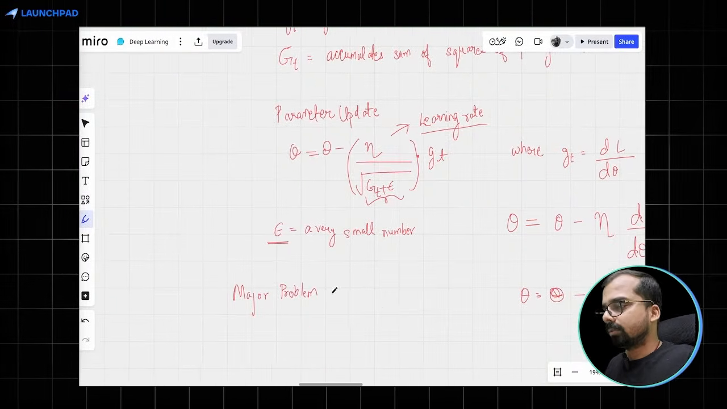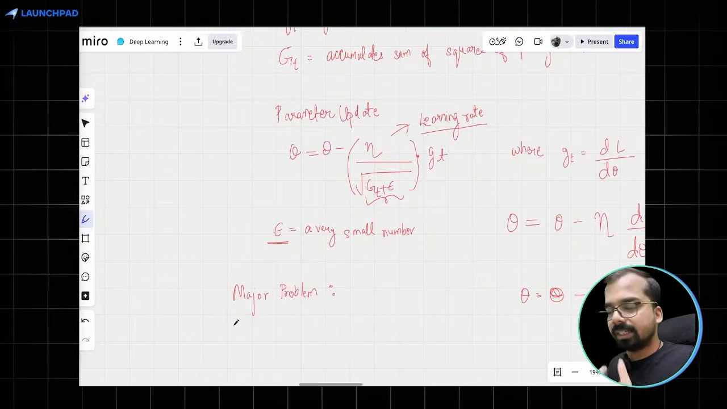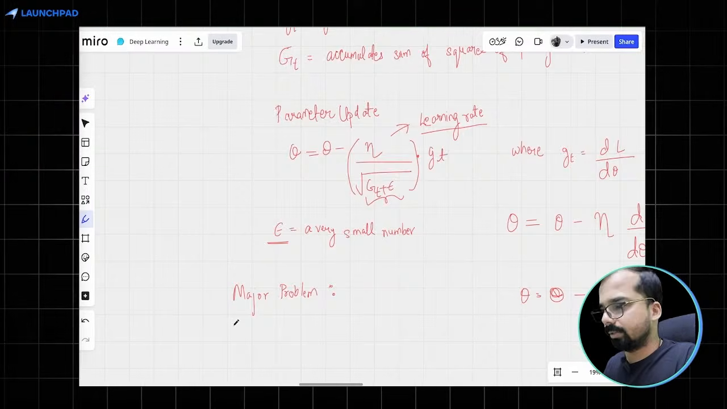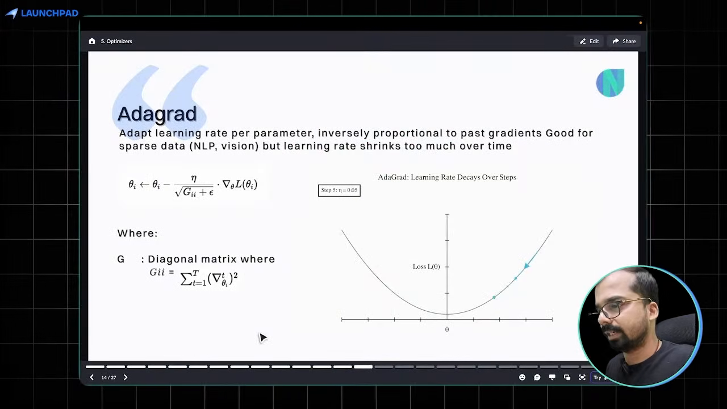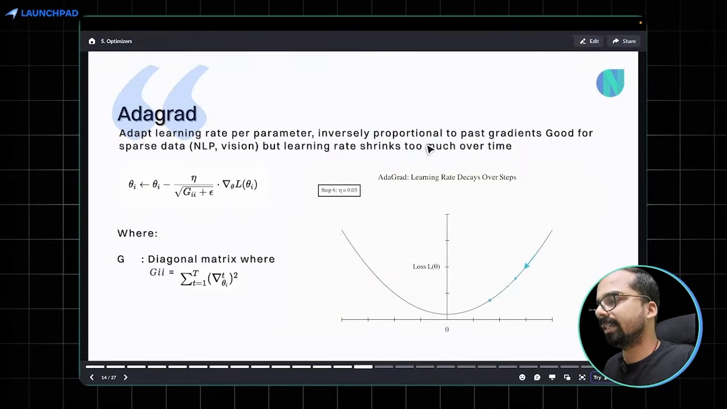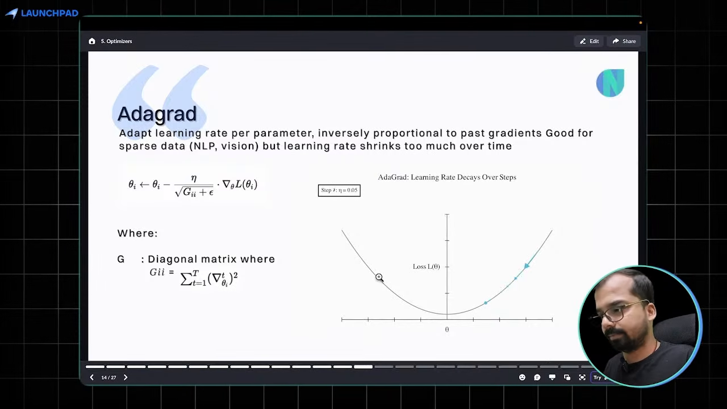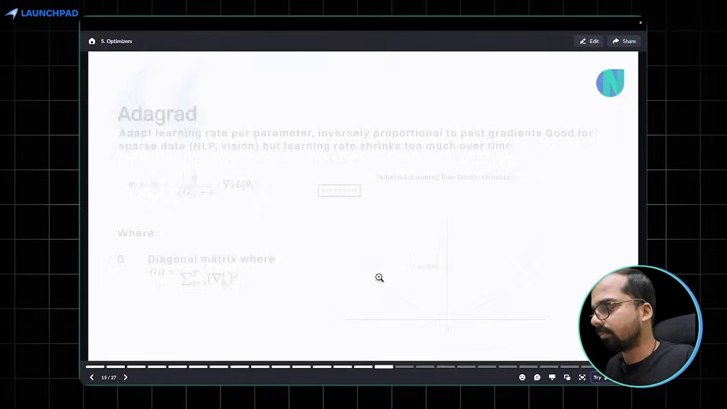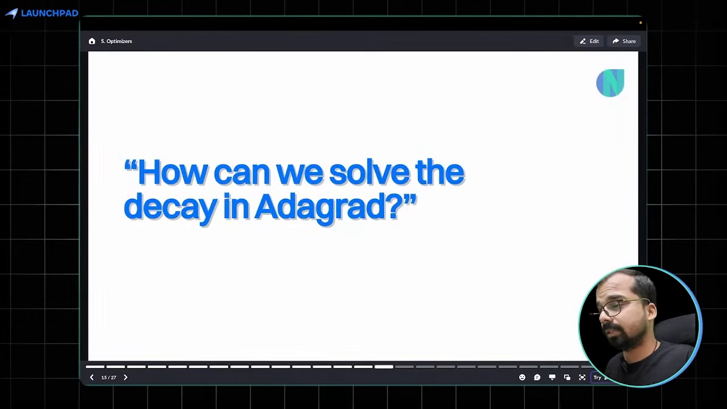All right. So with increase in time steps, my learning rate will tend to 0. That is a very big problem with Adagrad. The learning rate shrinks too much over time, and we might never be able to reach the minimum. So how do we solve this?